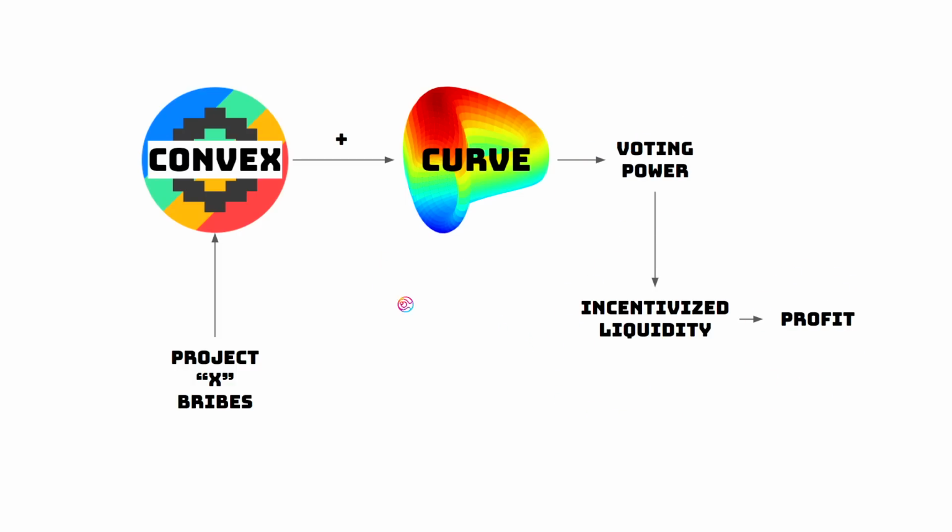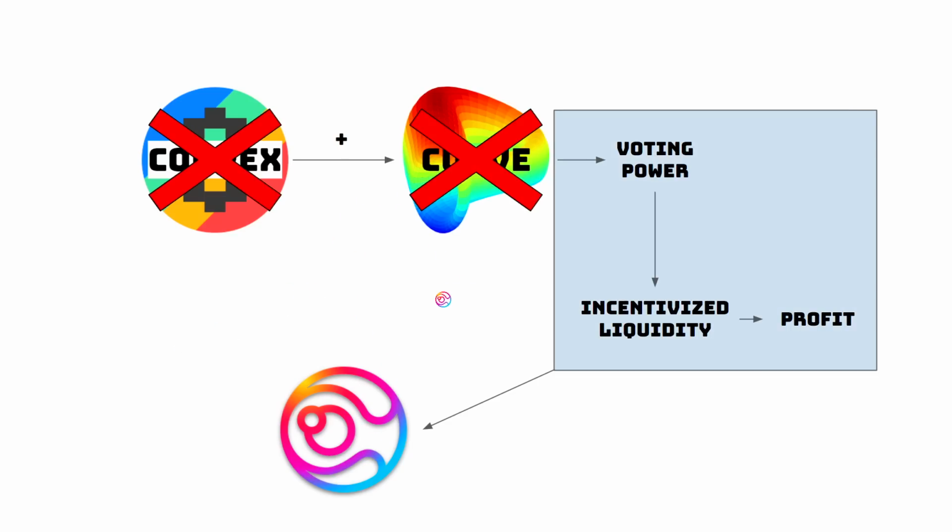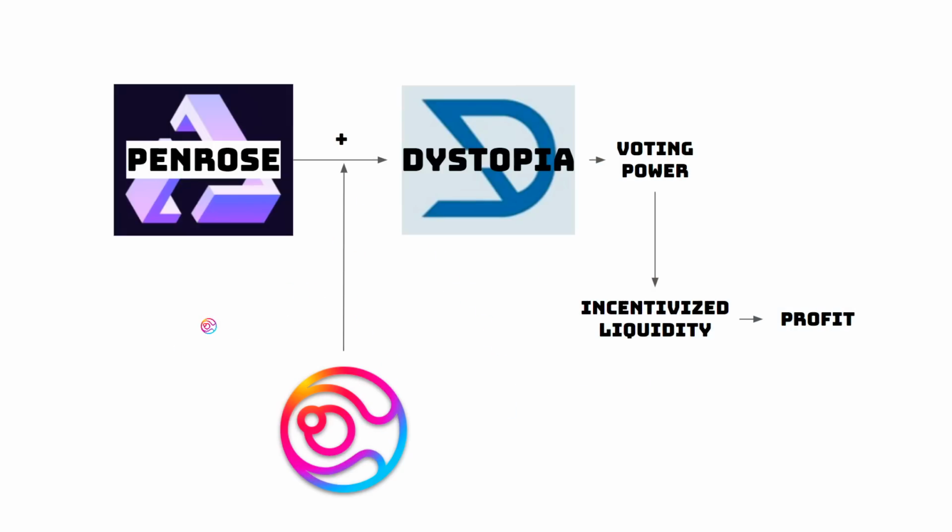Quite frankly, because of the high percentage of Curve already controlled by Convex, it would not make sense at this point for Sphere to attempt to interrupt the grasp that Convex has on Curve and the Curve wars. So, instead of attempting to bring Sphere to the Curve wars, why not bring the Curve wars to Sphere? Sphere is incubating its own Curve and Convex. Dystopia, launching May 13th, 2022, is the new Curve, and Penrose, set to launch 2 weeks after Dystopia, is the new Convex. Let's break this down even further.